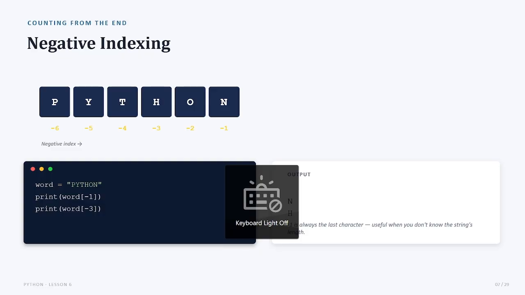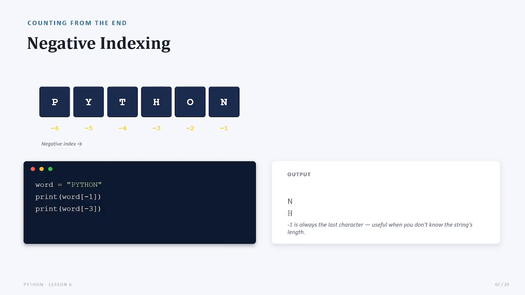What if instead of counting from the beginning, we want to access characters from the end? For that, Python gives us something called negative indexing. Instead of starting from 0 at the beginning, negative indexing starts from -1 at the end, as you can see on the slide. The most important thing to remember is -1 always represents the last character. Now let's switch to VS Code.